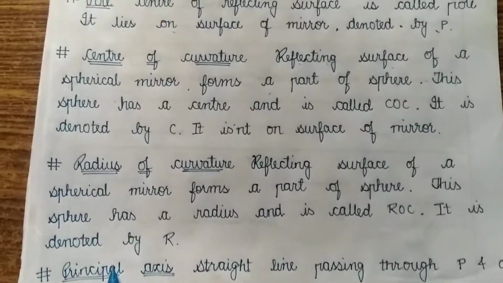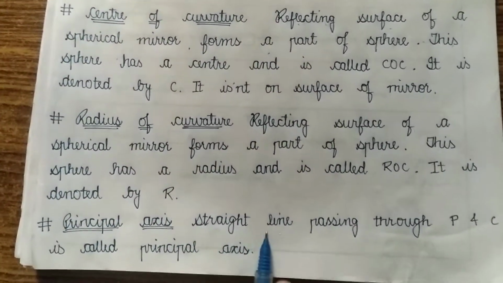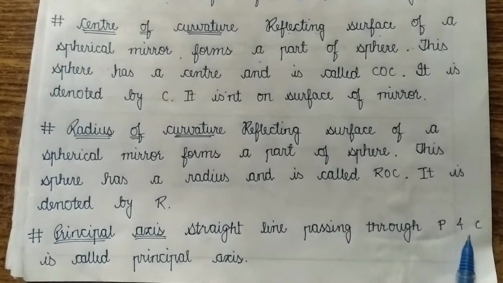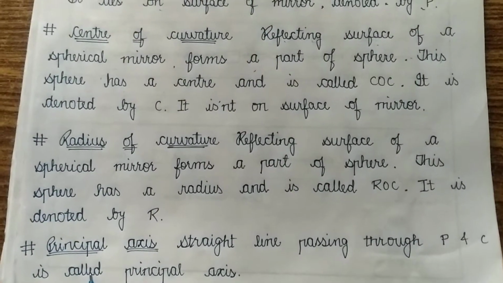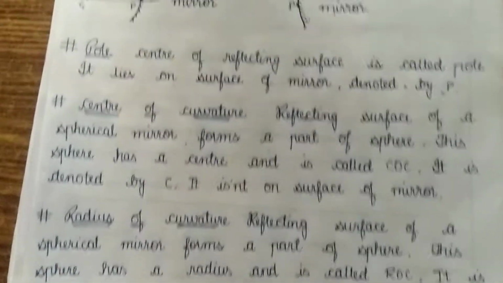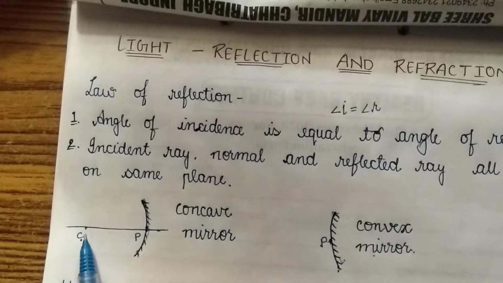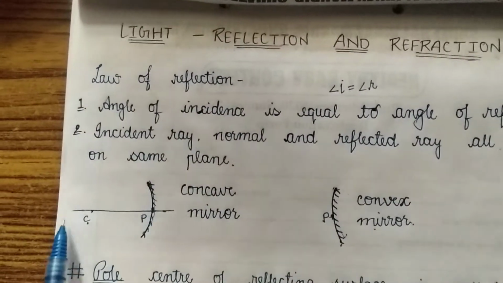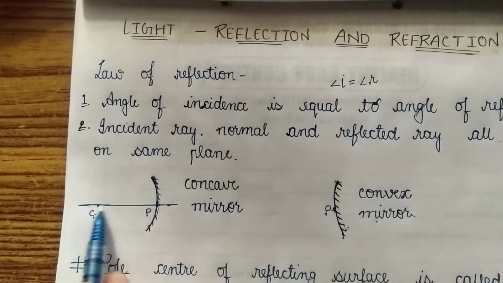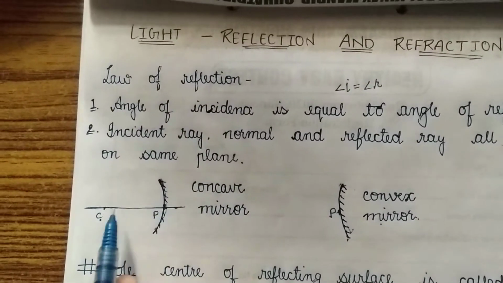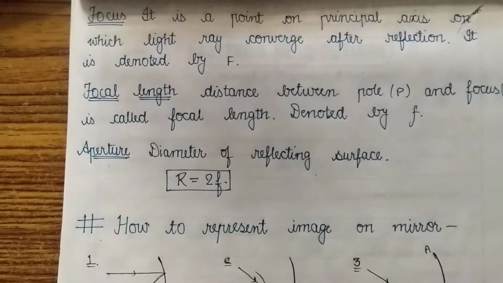Now we will see the principal axis. The principal axis is a straight line passing through the pole and the center of curvature. It means that this is the center of curvature and this is the pole. Then this line passing through the center of curvature and pole is known as the principal axis.